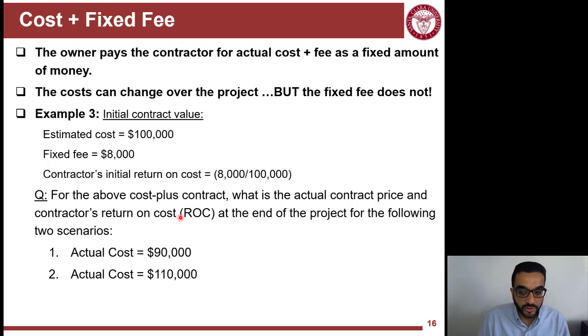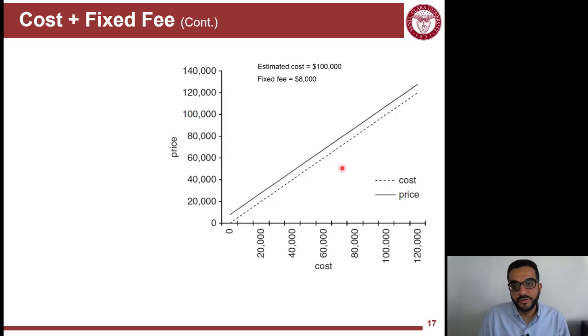What will be the return on cost and the actual contract price, or the total payment to the contractor, in this case? This is an example, again, we'll solve in class. But if we want to generalize in a graphical way, the lines now are not starting from zero and diverging like that. It's actually now parallel lines. So whatever the difference always between these two lines will be the fixed fee, which means that the contractor will not lose money for any reason. They will always get this fixed fee.